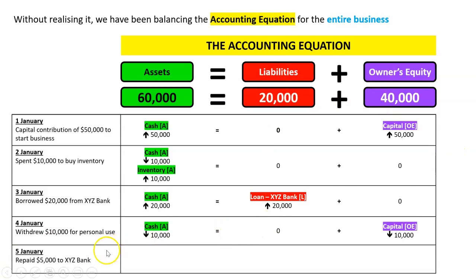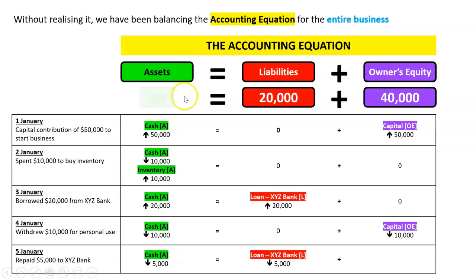And lastly, the business repaid the loan to the bank. We can say that we owe $20,000 to the bank. Well, we don't now, because we spent $5,000 cash to reduce that loan here. So this went from 60 down 5 is 55. This went from 20 down 5 to 15. This stayed at 40, and together 15,000 plus 40,000 equals 55,000.